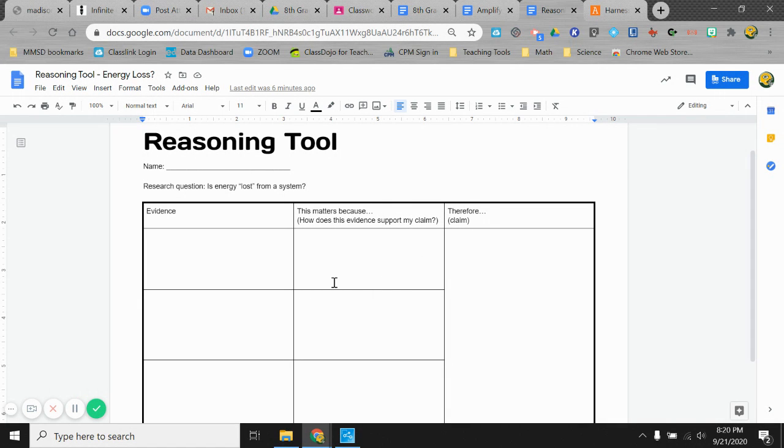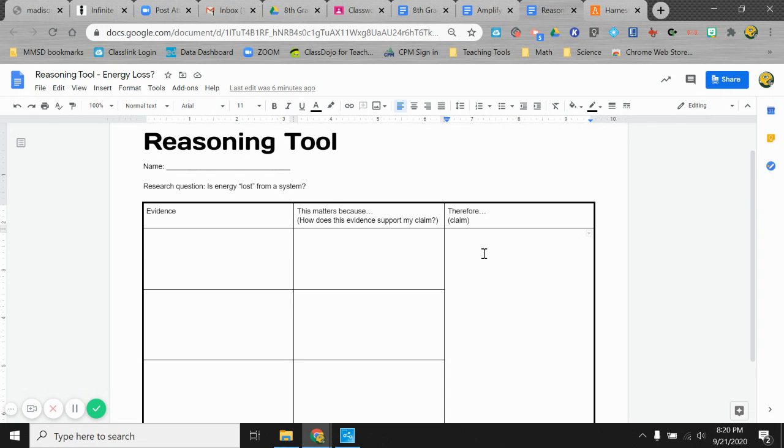We're going to work on explanations, or why this matters. And then ultimately, we're going to make a claim, which is basically an answer to this question: is energy lost from a system? So again, that would probably be like, yes, it is, or no, it is not. And then evidence backs that up. So that's what we're going to be working on today.